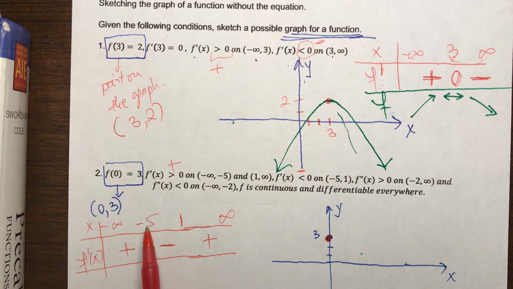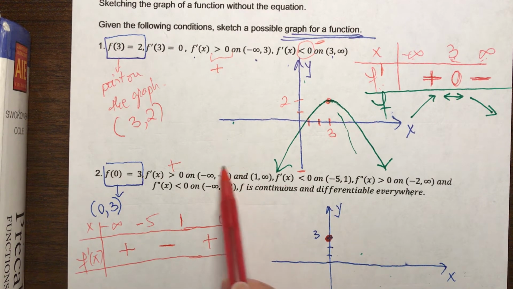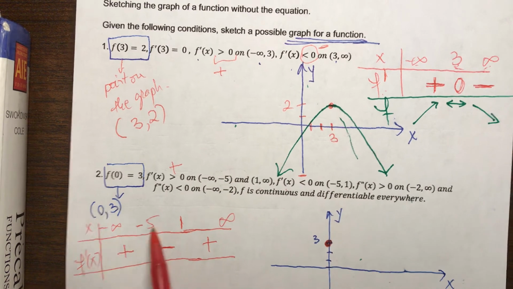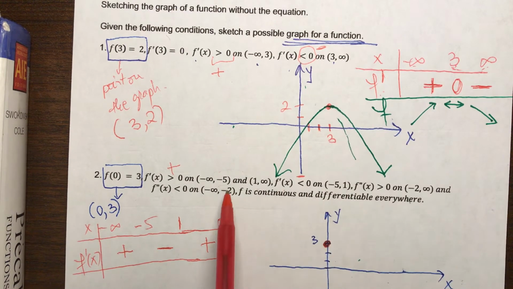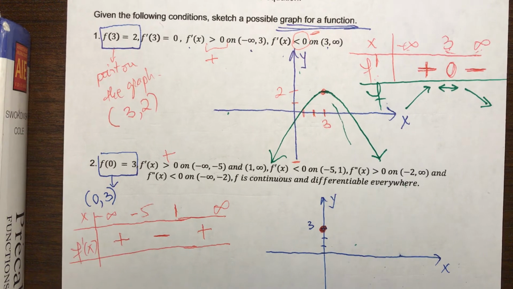So it looks like this is where my changes are, right? So I only go from negative infinity to negative 5, negative 5 to 1, and then 1 to infinity. So my sign changes are at negative 5 and 1, right? These are my critical numbers. And that's about all on the first derivative.